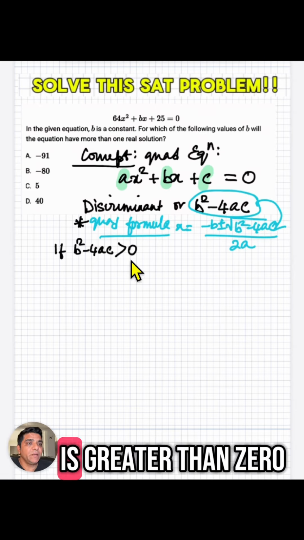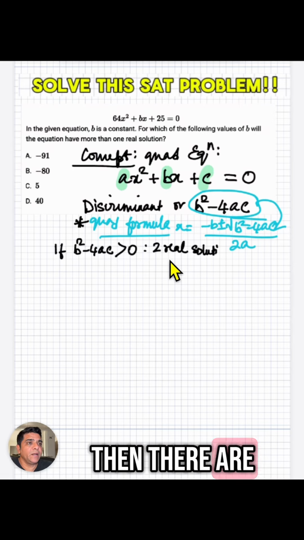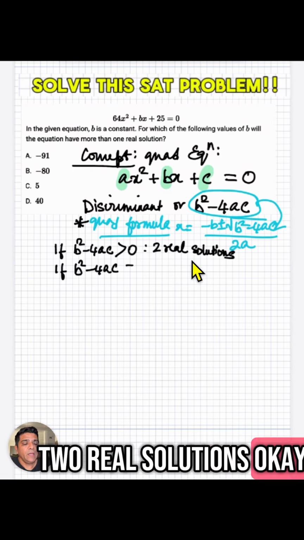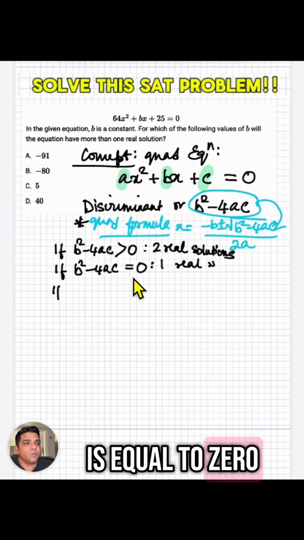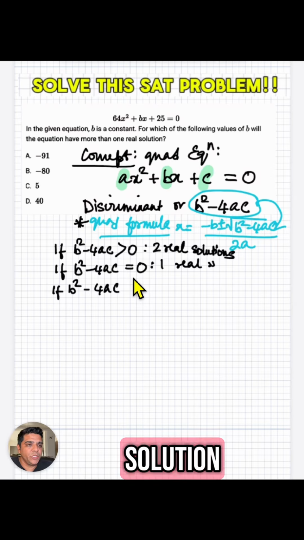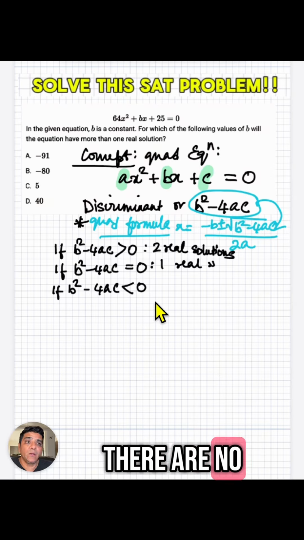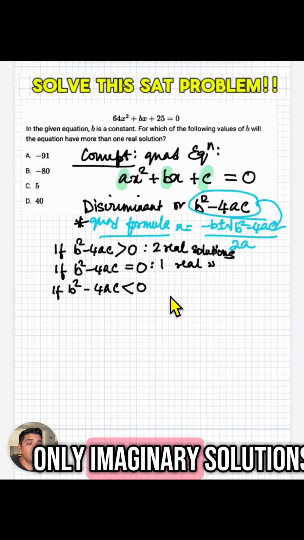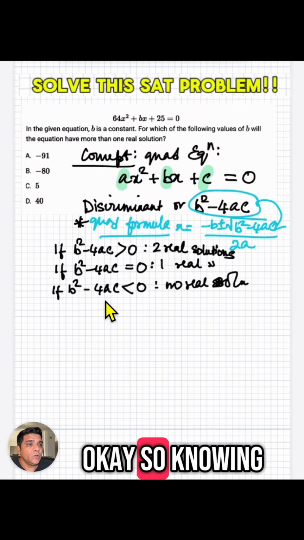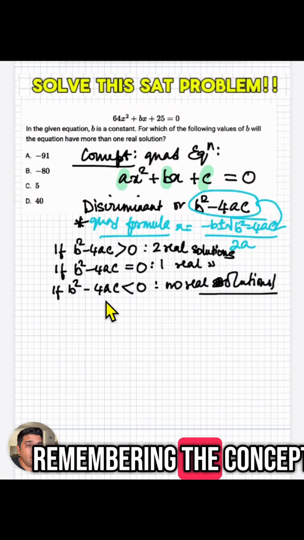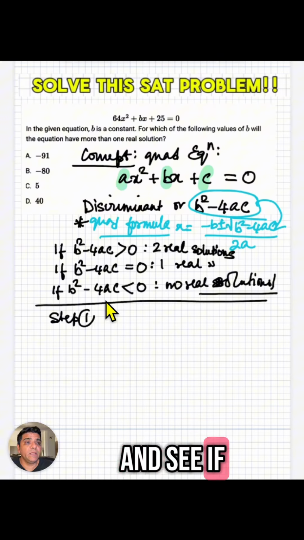If the discriminant is greater than 0, then there are two real solutions. Okay? If the discriminant is equal to 0, there is one real solution, and if it is less than 0, there are no real solutions, only imaginary solutions. Okay? So remembering that concept, let's go ahead and see if we can solve this.